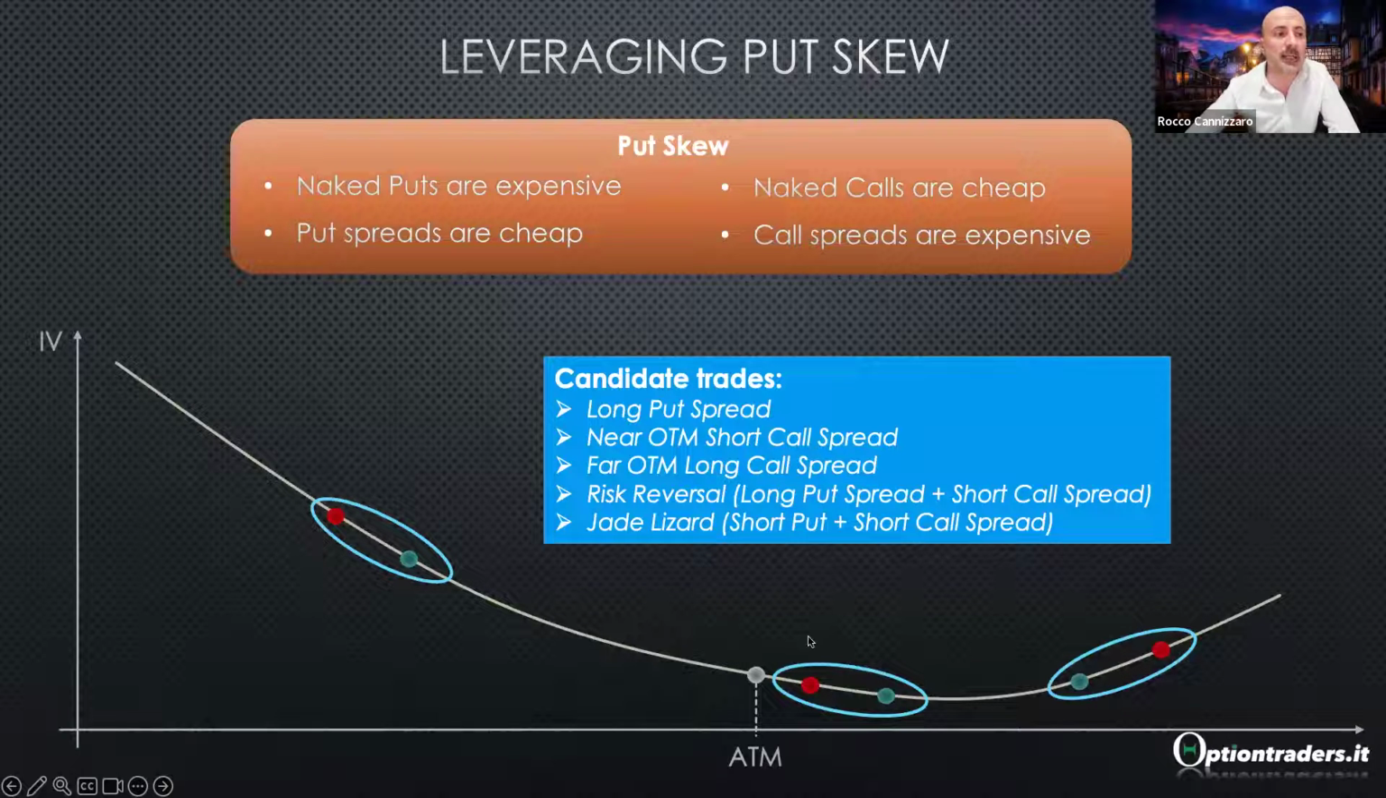Also, selling short call spreads is more convenient because I can collect more credit. There are two types of trades which are actually very common. One is called the risk reversal, which is basically buying a put spread and selling a call spread to finance it. Obviously, it's a bearish type of trade.